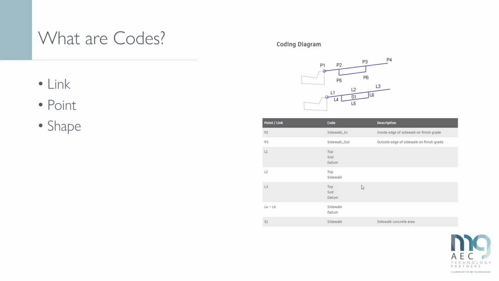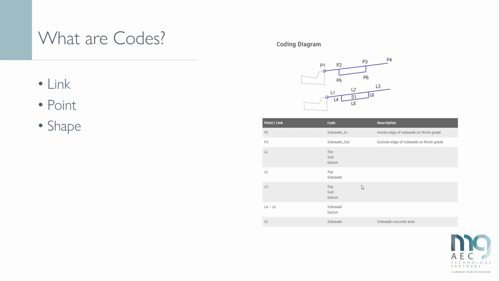If we look at the diagram on the right, the P's, P1, 2, 3, 4, 5, and 6, are all point codes. And the chart below will show you what the actual code is for those. So P2 would be sidewalk in, P3 would be sidewalk out. So those are individual points, the intersection of two different links.